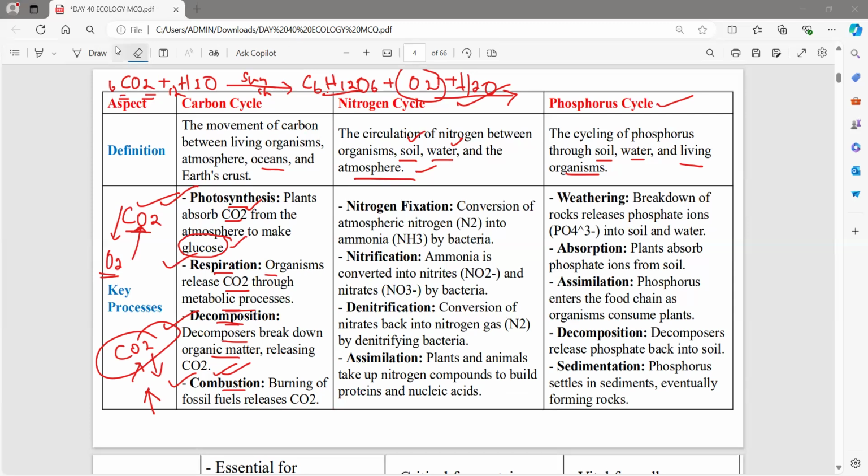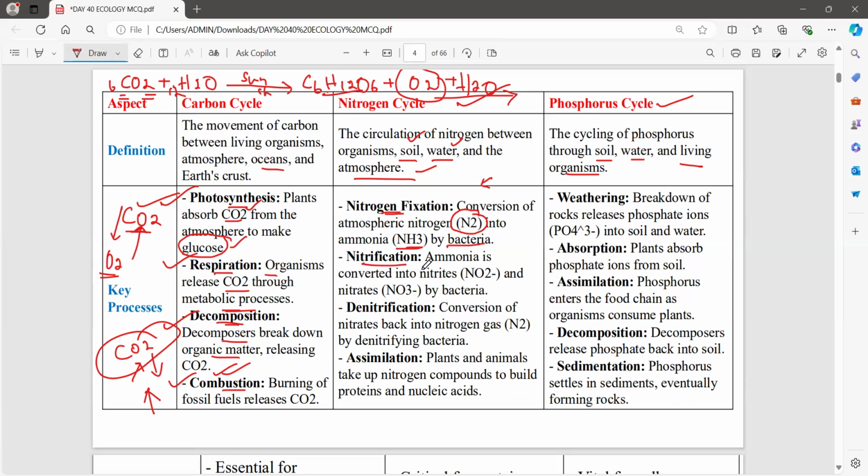Right. Now, what about the nitrogen cycle? What are the important processes involved in the nitrogen cycle? First thing is that the plant has to fix the nitrogen. That is called nitrogen fixation. Here the plant is taking the nitrogen from the atmosphere. Now this nitrogen is getting converted into ammonia. How is this nitrogen converted into ammonia? By the nitrosomonas bacteria.